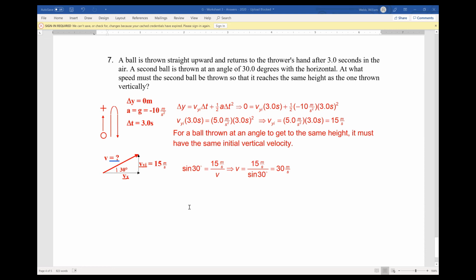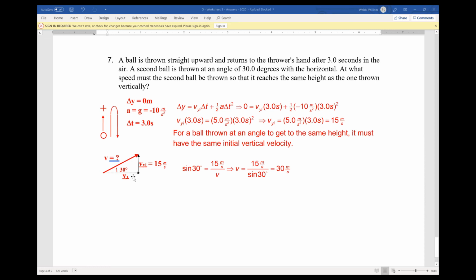So here on the left, they've started with saying, okay, let's look at the first scenario, throwing it straight up. We're going to say positive is upward. It goes straight up and comes straight back down. So the delta y is 0 meters. It has a 0 displacement vertically, and it has an acceleration of -10. You could use 9.8. And the time of flight in this first scenario when it was thrown straight up is 3 seconds.